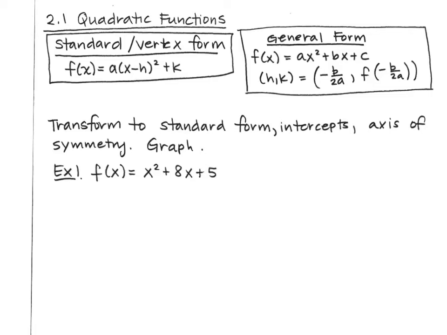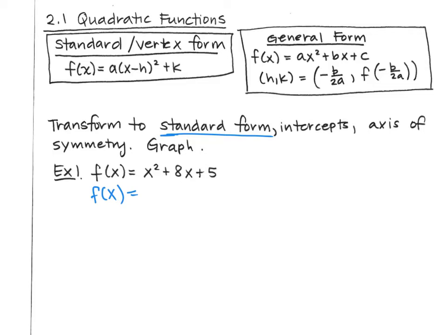Okay, so for the first example, we're going to transform the given equation to standard form, find the intercepts, the axis of symmetry, and then sketch a good graph. Because it says to transform to standard form, remember your book thinks of standard form as vertex form, so I'm going to do this by completing the square. I know that many of you are more familiar with negative b over 2a, but completing the square is a valuable tool. Okay, so I have f of x equals x squared plus 8x plus 5.